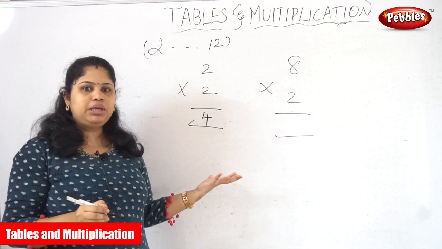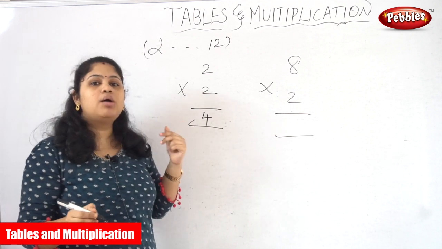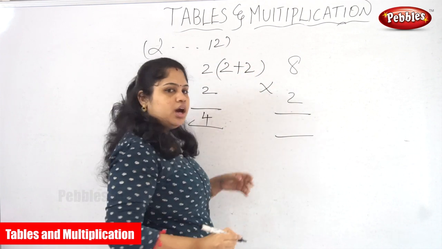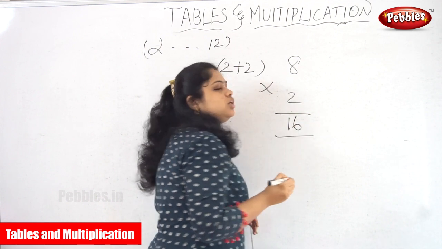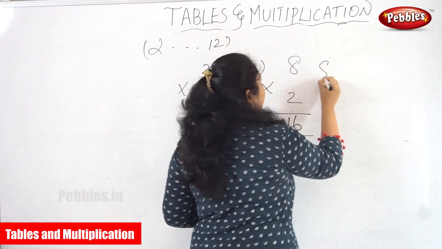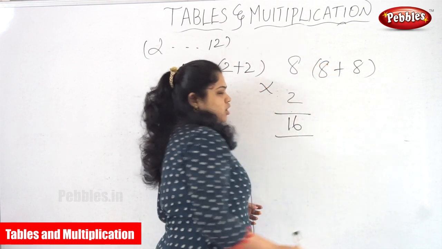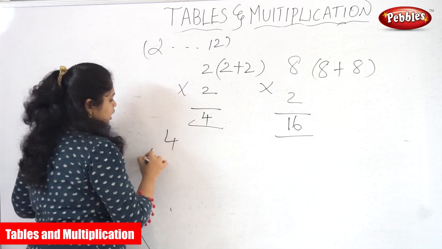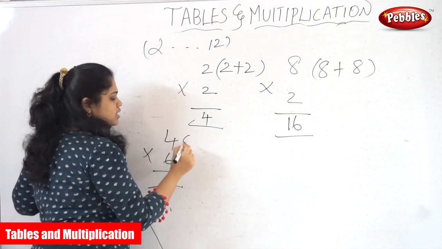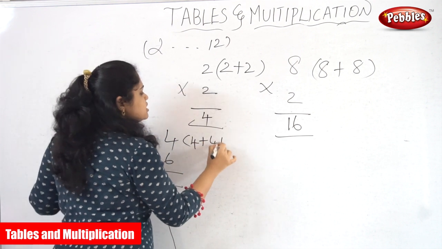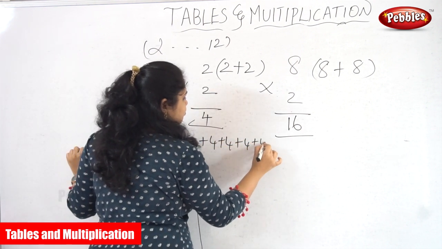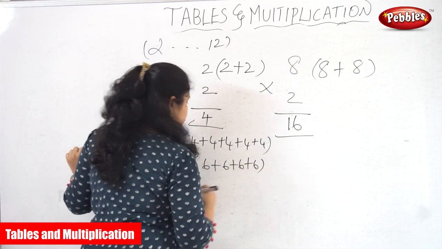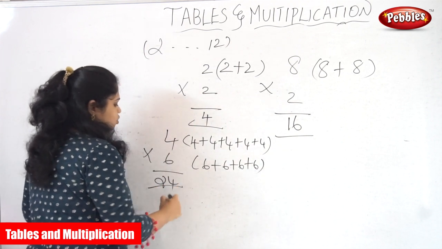What is the meaning behind this process? If a 2 comes 2 times. Here, 8 into 2 is 16, meaning 8 comes 2 times. Next, 4 into 6: if a 4 comes 6 times, or 6 comes 4 times, 4 into 6 is 24.